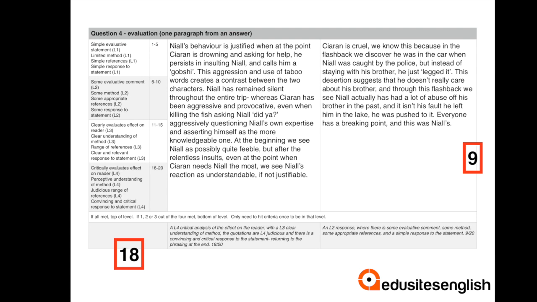and then we have the method about the flashback, but it doesn't actually talk about the flashback and analyse or evaluate why that flashback is used, it doesn't evaluate the method itself. It just sort of generally talks about it and talks generally about Niall and his breaking point. So I'd be inclined to give that in this band, or the level 2, and give that a 9.